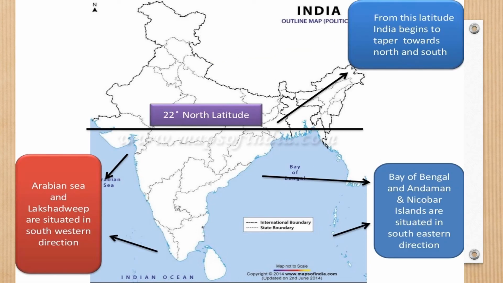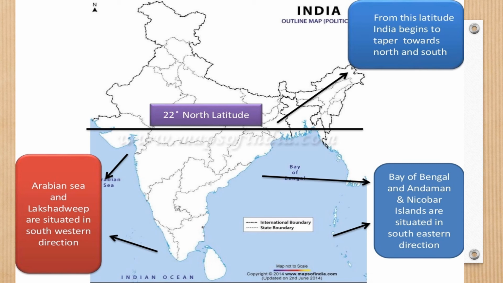As you can see here, in the Arabian Sea to the west of India are situated the Lakshadweep Islands in the southwestern direction, whereas to the east of India in the Bay of Bengal are situated the Andaman and Nicobar Islands in the southeastern direction.